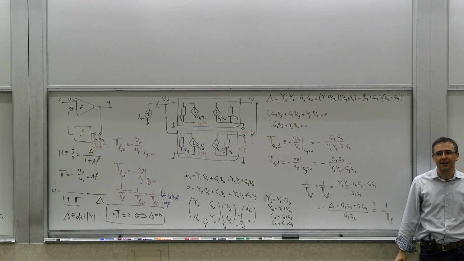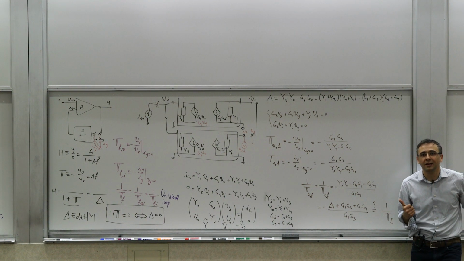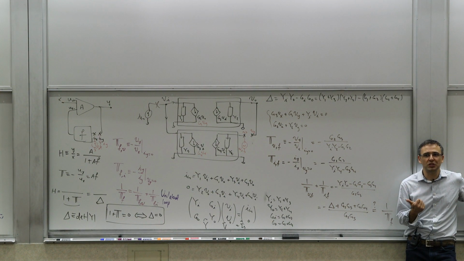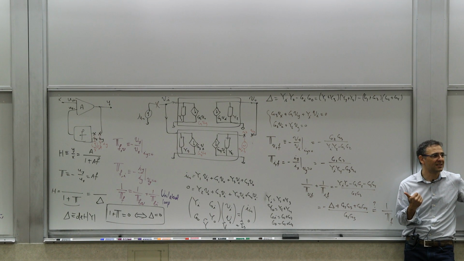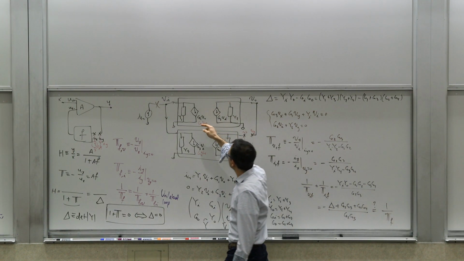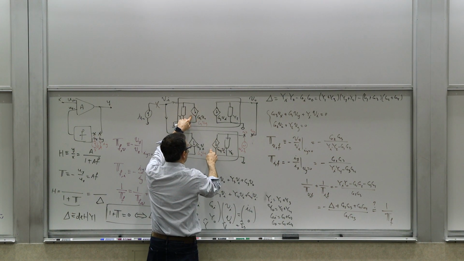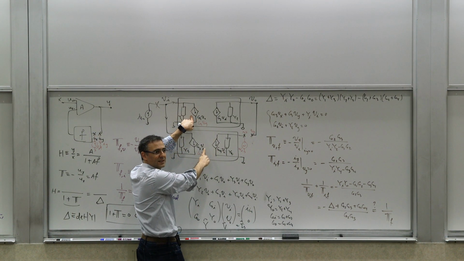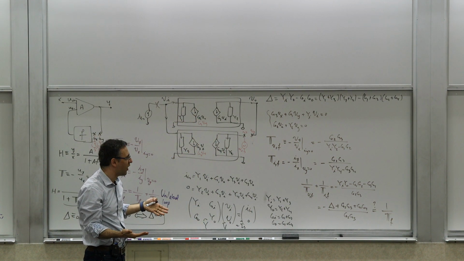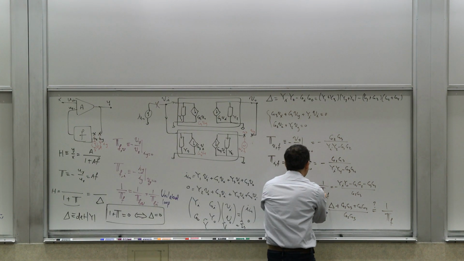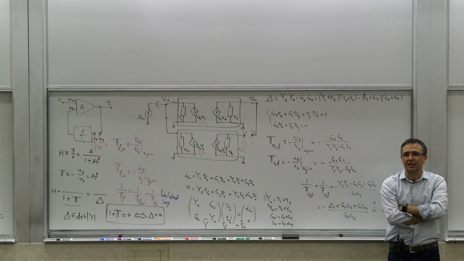And look at that. That term would be 0 if either G1 or G4 is 0, which means that the loop is unilateral. Because if G1 or G4 is 0, the signal will only flow in this direction, because the other direction will be killed by one of these, which is consistent with what we saw. So it means that this is insufficient. There's something missing in that.